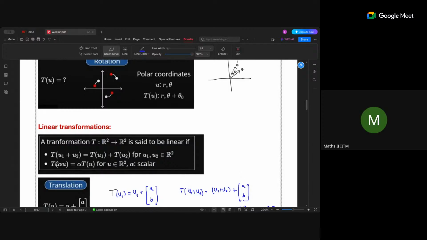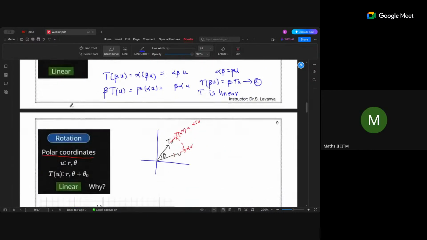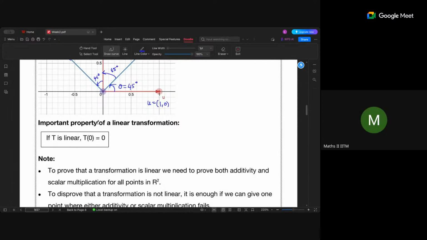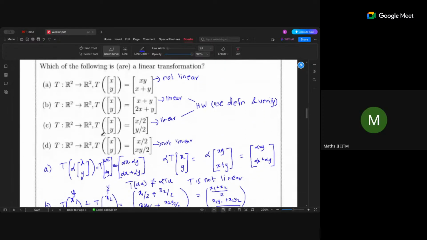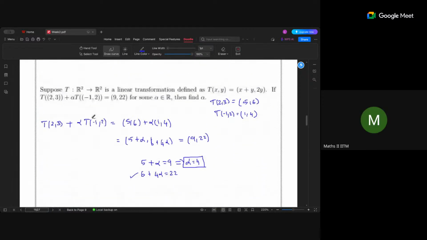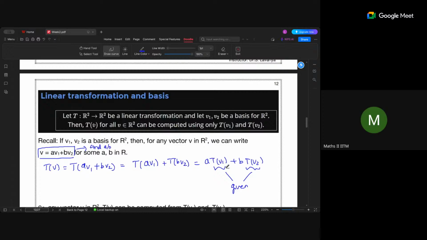For that, these are the two conditions we need for a transformation to be linear. We saw that out of the three examples, only the scaling and rotation transformations are linear, and translation is non-linear if a comma b is non-zero. Another important property of a linear transformation is that it maps the 0 vector to the 0 vector. How does a general transformation from R2 to R2 look like? It should be of this form. And given the images of some basis vectors, how do we get the general expression of T of V? First express any given vector as a linear combination of the basis vectors, then write T of V as A times TV1 plus B times TV2. Then we get T of V using TV1 and TV2.